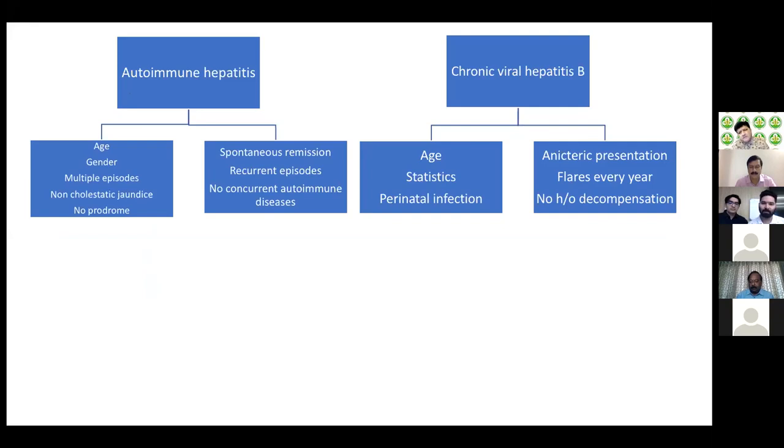But sir, around 30-40% of the patients can present with acute hepatic-like illness with flares, with more than 5 times ALT rise. But usually these patients have concomitant decompensations along with it, which was not present in the index case. So that would go against the possibility of chronic hepatitis B, sir.